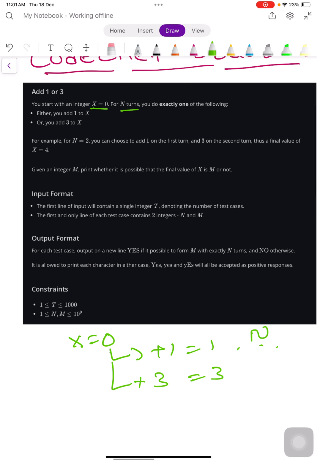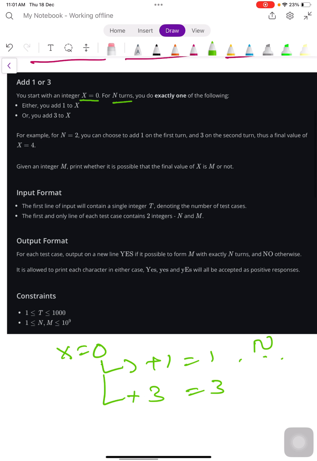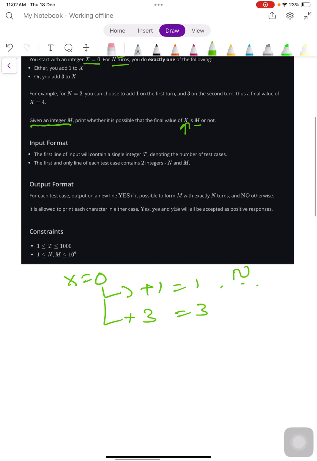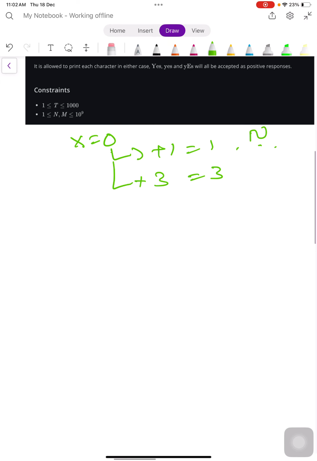And another point given is that we are given an integer m and we need to print whether it is possible to reach m or not from x after n moves, exactly n moves. We are not allowed to skip any move. Let's understand this with one simple example.